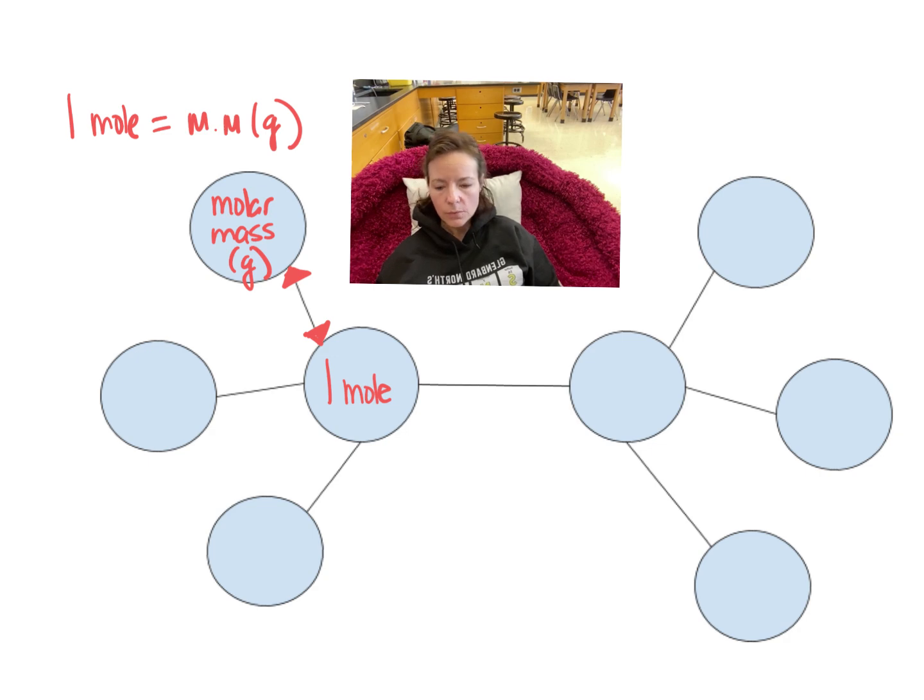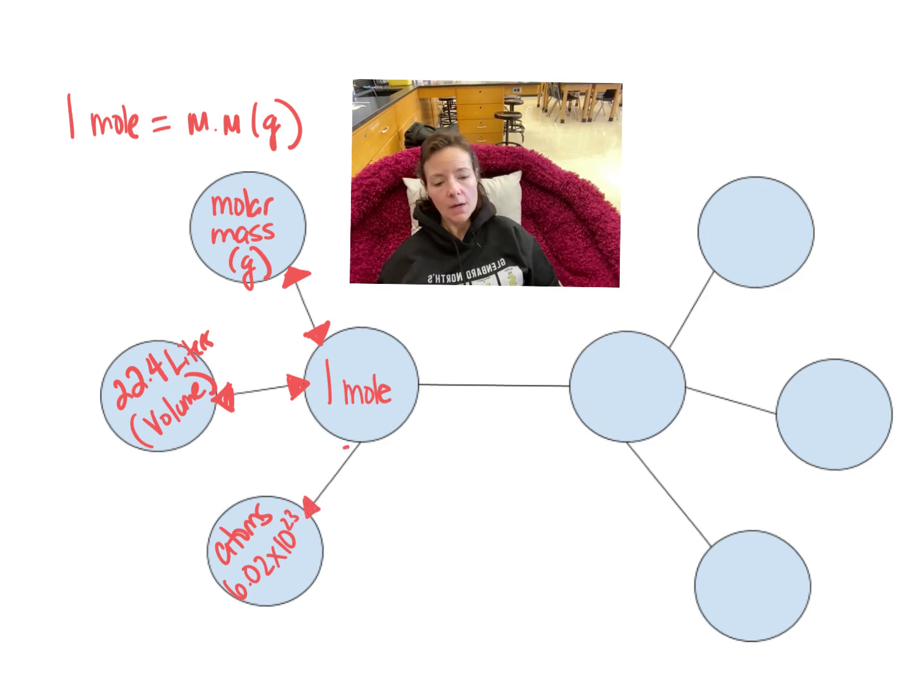Next, we learned how to calculate moles for gases. When it comes to a gas, there are 22.4 liters in 1 mole of a gas. And then finally, we also learned the number of atoms or molecules in a mole. There are 6.02 times 10 to the 23rd atoms or molecules within 1 mole. So at this point, I filled in everything on the left side of this image here.